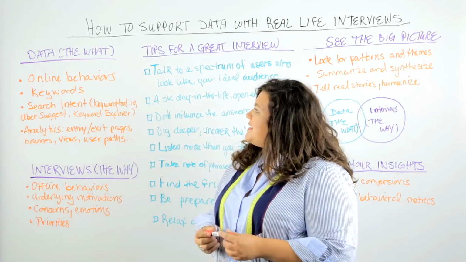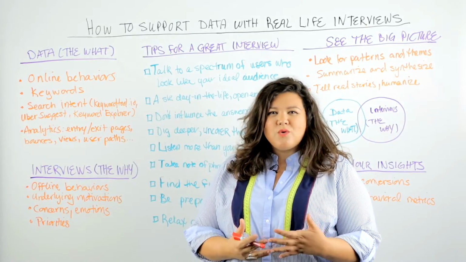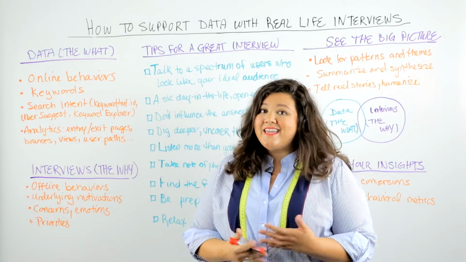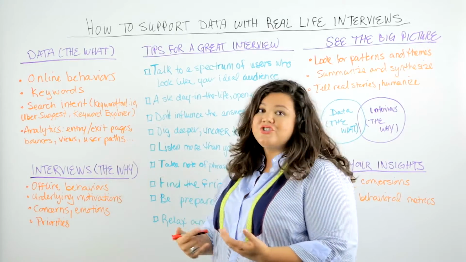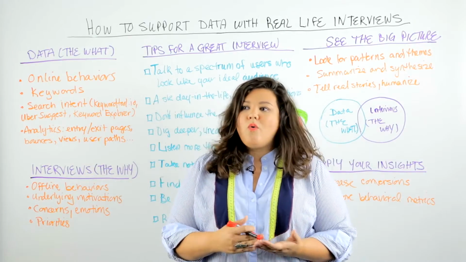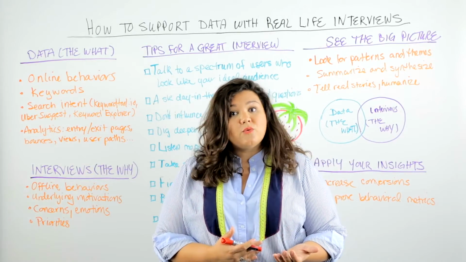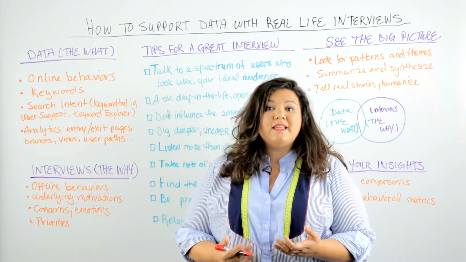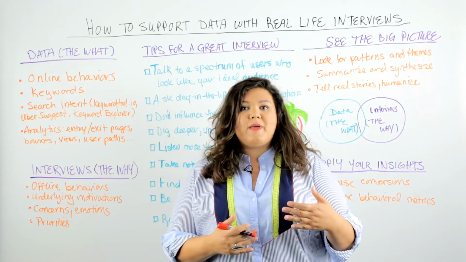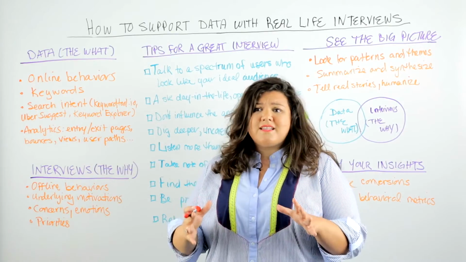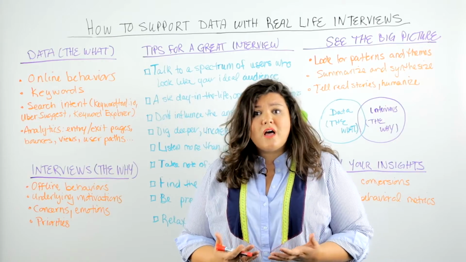So the data is kind of telling us what happened. It can tell us about online behaviors, things like keywords, keyword volume, search intent, right? We can use tools like keywordtool.io or Ubersuggest or even Moz's Keyword Explorer to start to understand that. We can look at our analytics, entry and exit pages, bounces, pages that get a lot of views, all of that stuff, really important, and we can learn a lot from it.